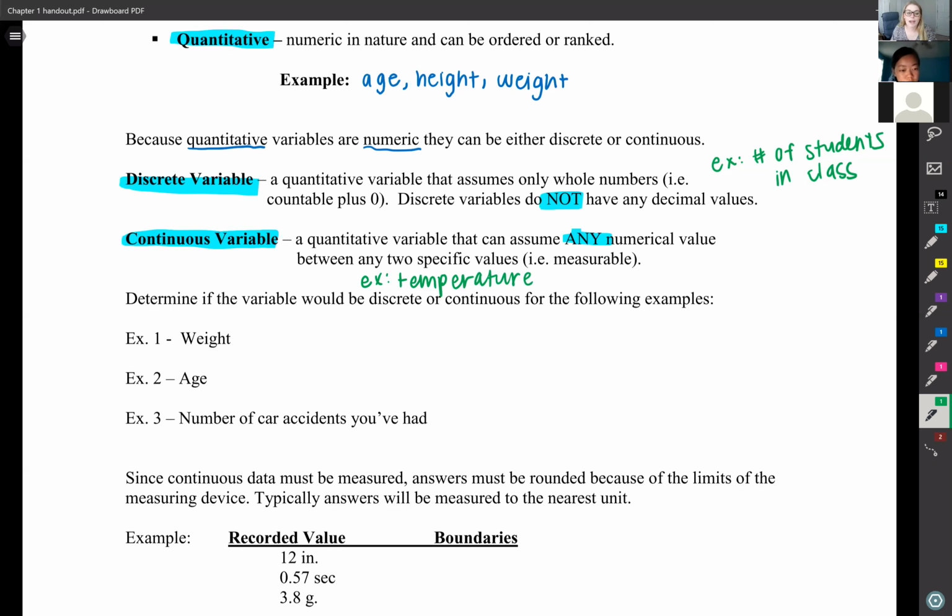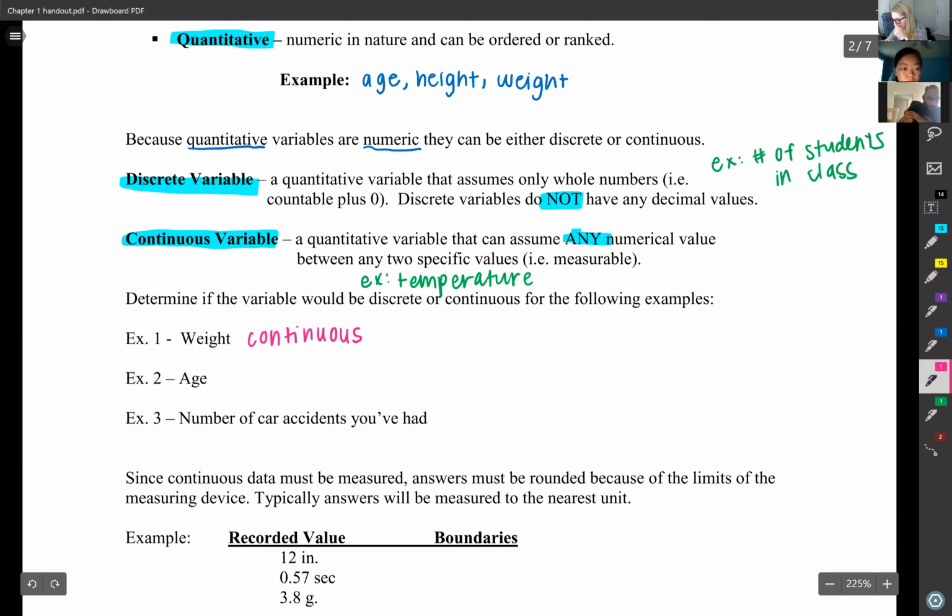So our first one is weight. You weigh yourself. Is this a discrete or a continuous variable? Continuous. Awesome, thank you. So this is continuous. And I did see some chats. I'm assuming there are more answers. Yes, continuous, great.